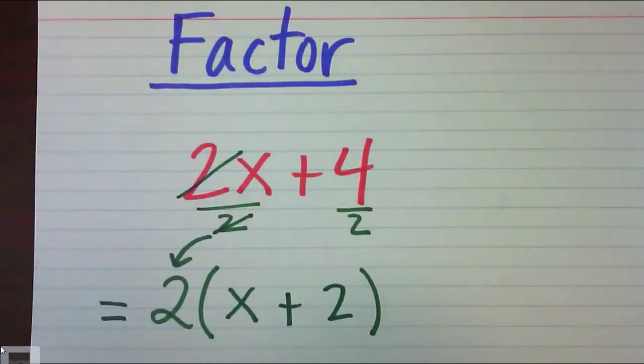Now, there's a way that I could check it. All I need to do is use the distributive property and multiply it back out. And if I do that and I get the exact same thing, then I'm good to go.